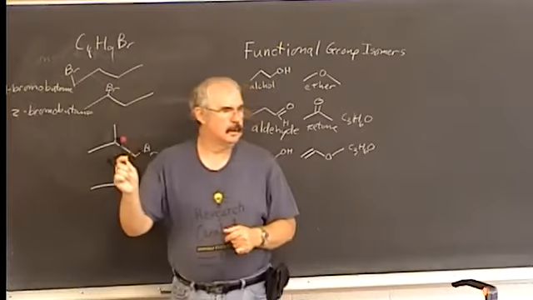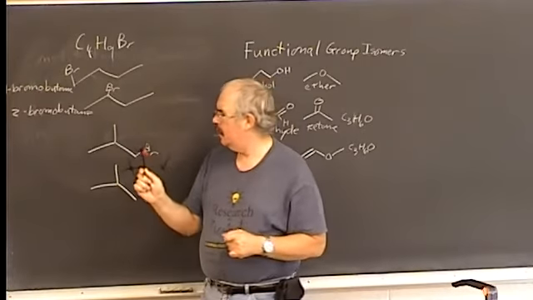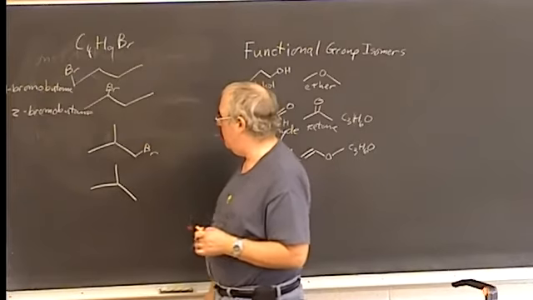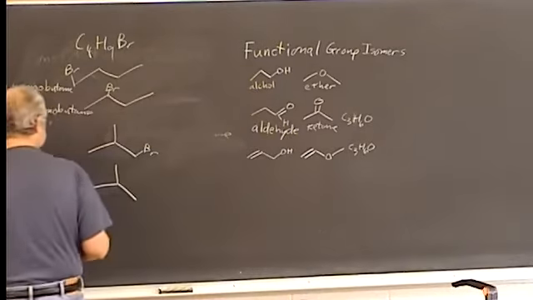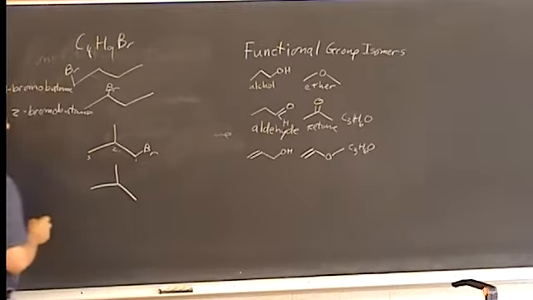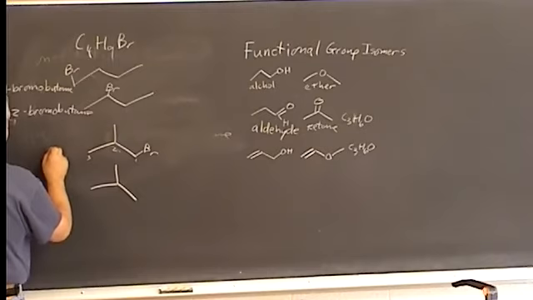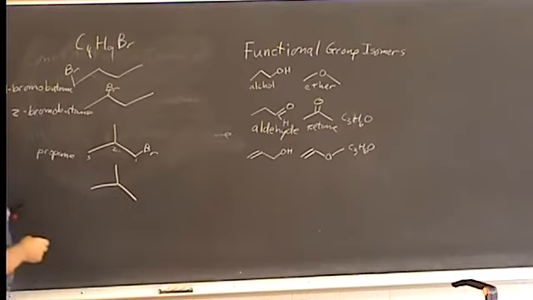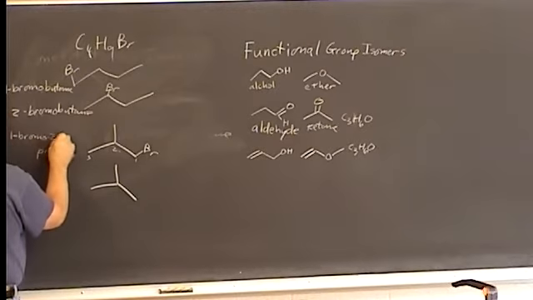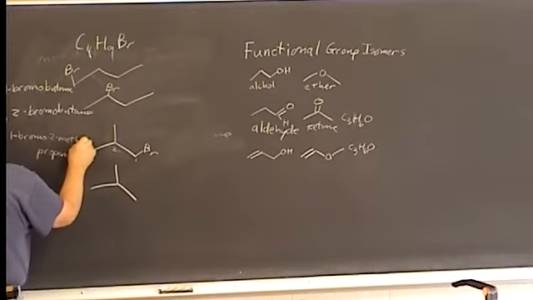This is this structure here. Commonly, that's called isobutyl bromide, but in the IUPAC, the longest chain is 3, so that's propane. And we want to give our substituents the lowest set of numbers. So this would be position 1, position 2. So this would be 1-bromo-2-methylpropane.